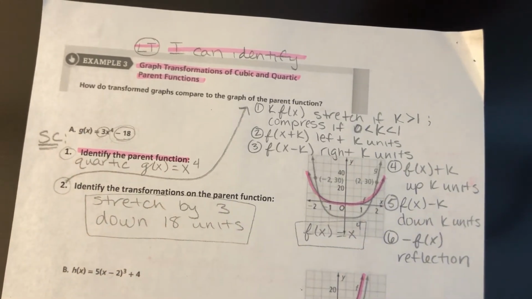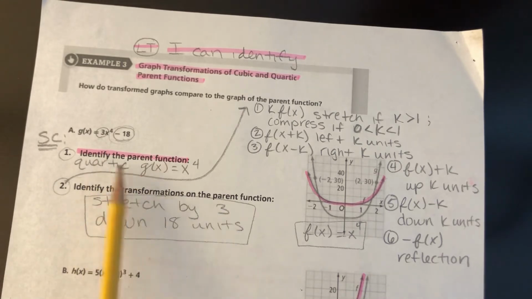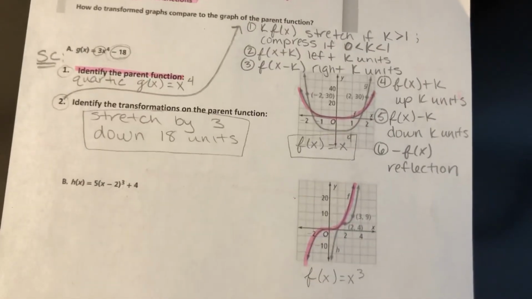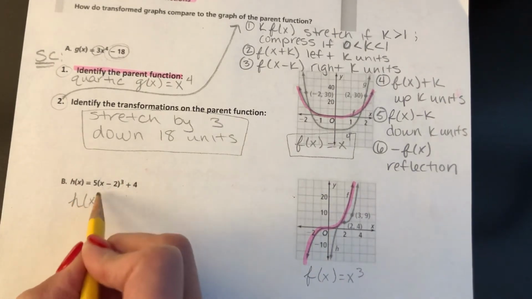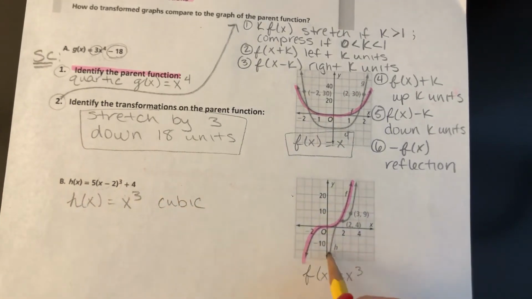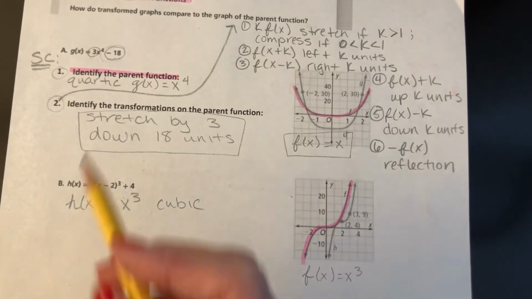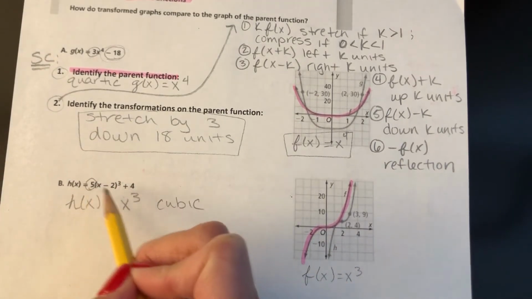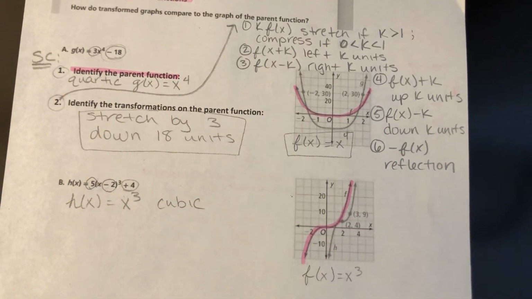Let's try another one. So look at this one. 5 times x minus 2 to the third plus 4. So first I want to identify my parent function. So the parent function is here, x to the third. And that's a cubic, graphed over here. And then I want to see, what are these other pieces doing? What is this 5? What is this minus 2? And what is this plus 4 doing to the graph?